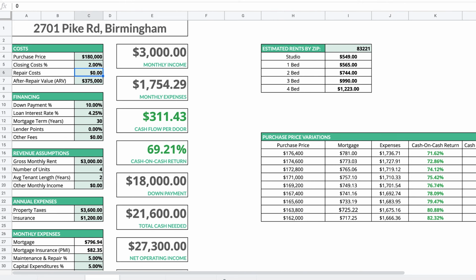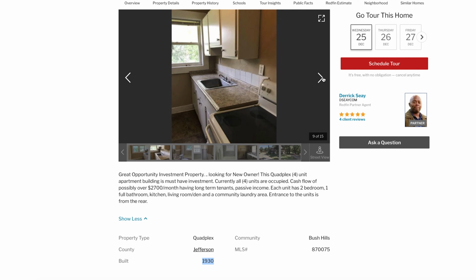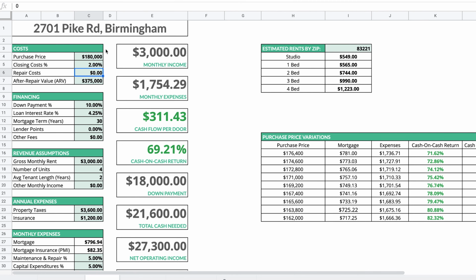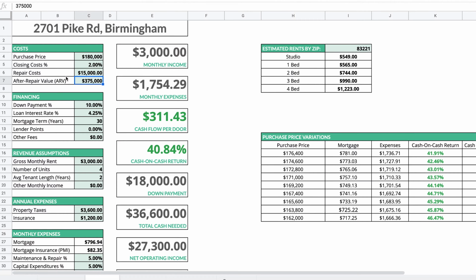Repair costs, this is something that our quick and easy analysis didn't really account for, but that's definitely something that we'll want to account for because it's built in 1930. I bet there's going to be a decent amount of repair needed on this guy. So let's even just put, I don't know, let's do 15,000. It looks like people are living there, they're happy, so it may not necessarily need a ton, but there's always something that you need to account for. After repair value, I don't know, we'll say 200,000.